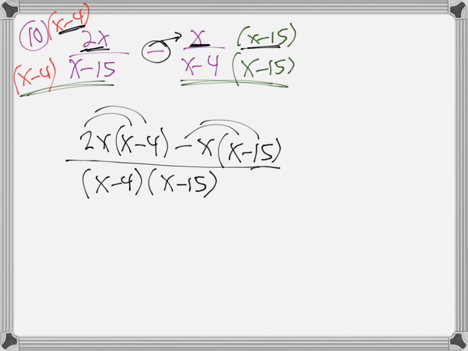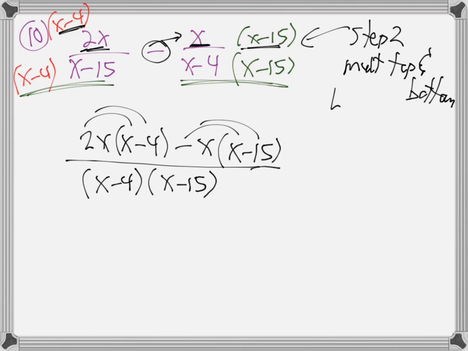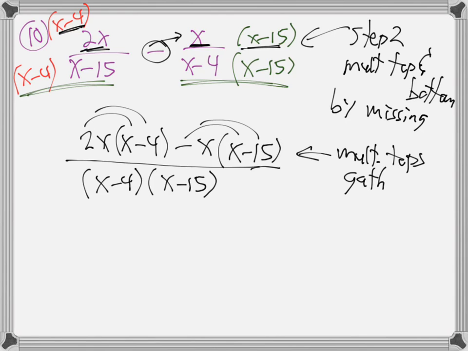Maybe I should be writing the steps out more. So this is step 2. Multiply top and bottom by whatever's missing, right? And then this is step 3, what? Multiply tops, gather like terms. So we're not even thinking about canceling anything right now, right? We're gathering like terms at the top.